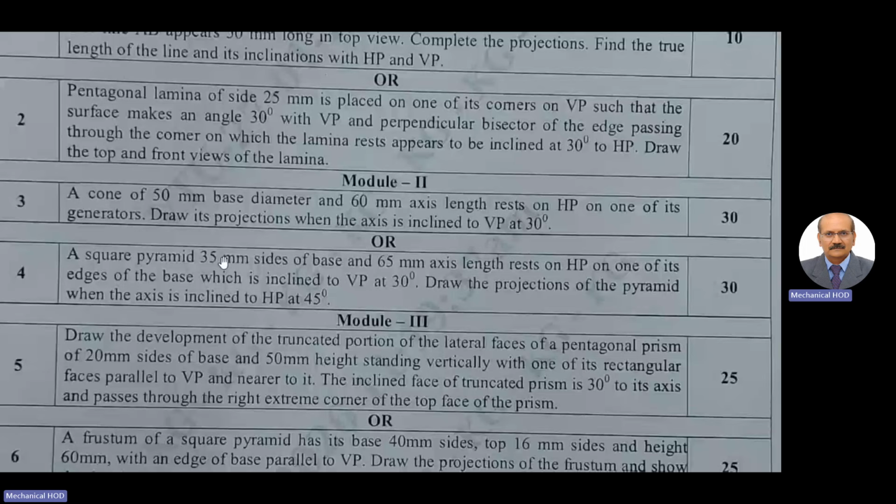A pentagonal lamina of side 25 mm is placed on one of its corners on VP, such that the surface makes an angle of 30 degrees with VP, and the perpendicular bisector of the edge passing through the corner on which the lamina rests appears to be inclined at 30 degrees to HP. Draw the top and front view of the lamina.